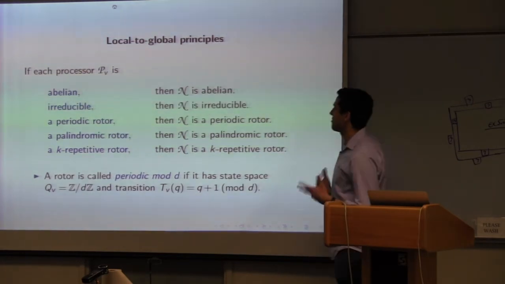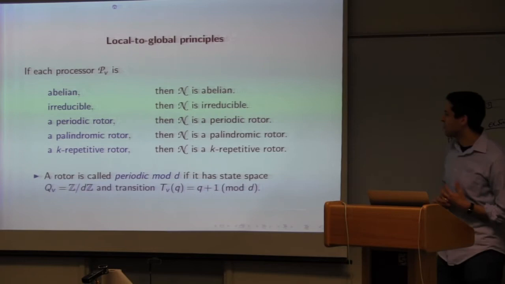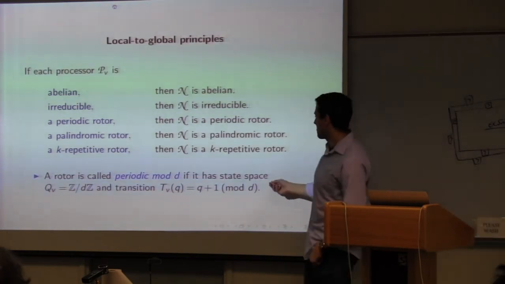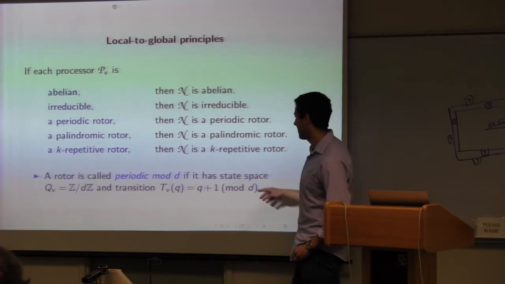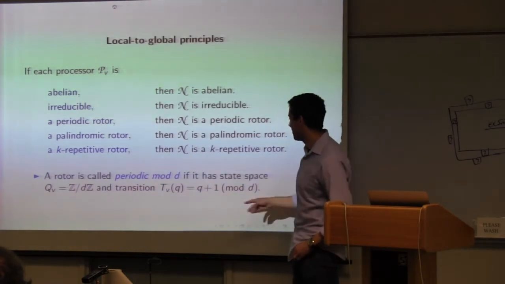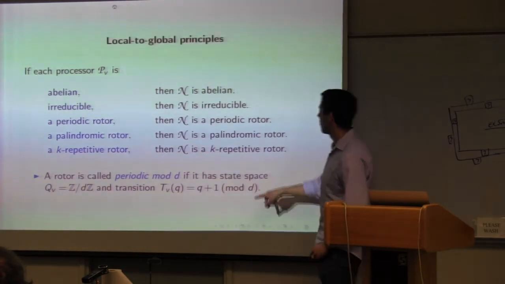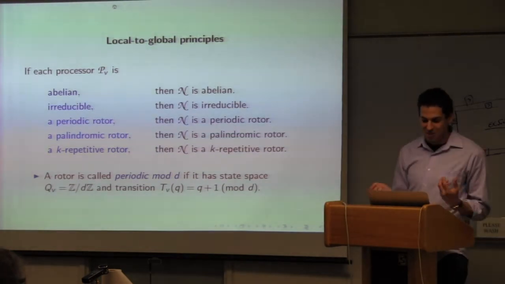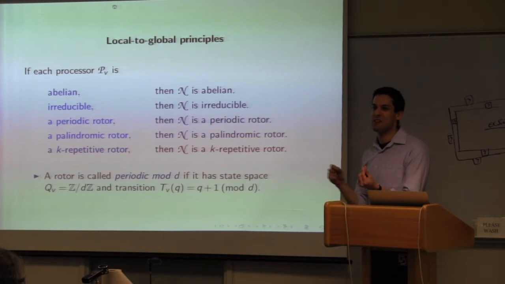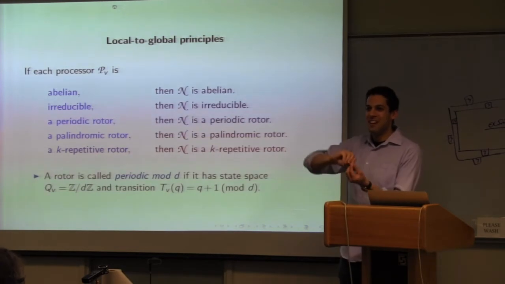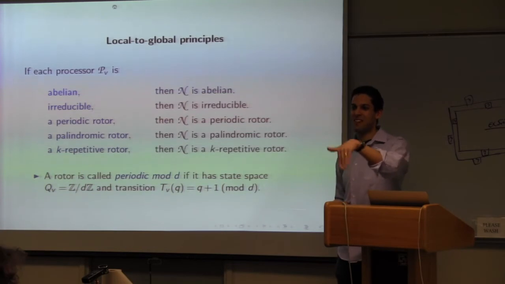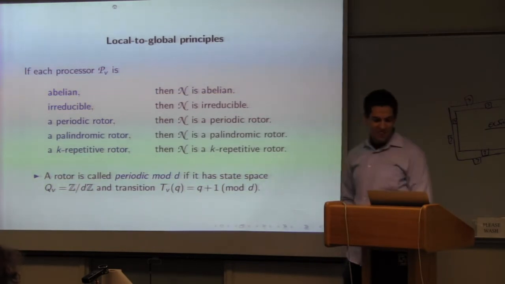If each processor is a periodic rotor, then n is a periodic rotor. So what do I mean by that statement? We'll say a rotor is periodic mod d if it has this state space Z mod d and transition is incrementing by 1. So essentially a periodic mod d rotor is a processor which every time it receives an input, it outputs it along some edge, and that sequence of edges is periodic mod d.